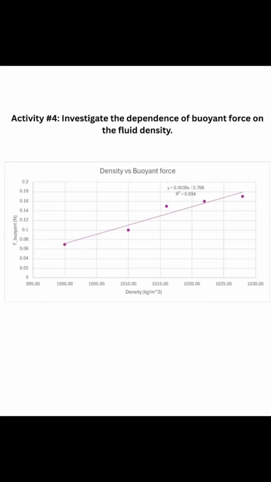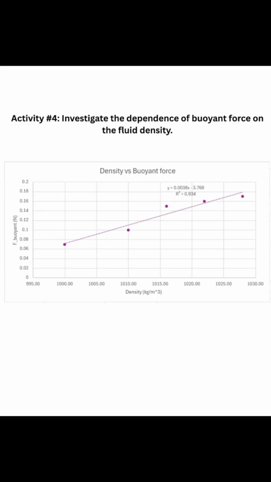Our trendline equation was y equals 0.0038x minus 3.768, and our R-squared value was 0.934. As our R-squared value is relatively close to 1, this means our data points were not only close to each other, but were also more or less precise in their measurement.